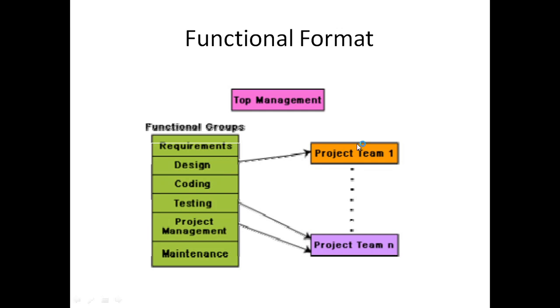So if the first project team requires some designers, they will hire from this functional group. The top management will be there, and there will be some functional managers who will be assigning some design team to the project team. If project team N requires some testing and project management team, they will hire from these functional groups. So in functional format, the whole organization is divided into different functional groups based on the functions they perform.